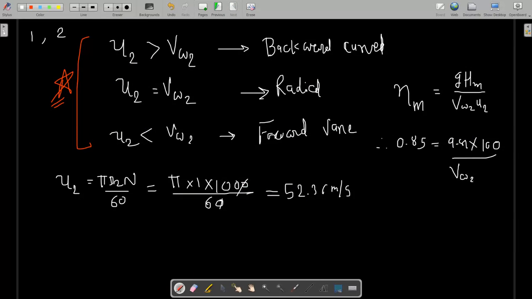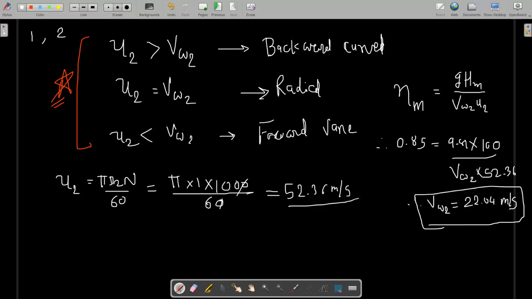Vw2 we have to find, and u2 we just found, 52.36. So Vw2, when you solve this in the calculator, taking Vw2 on the left side and 0.85 in the denominator, you will get 22.04 meter per second. Now just compare these two values. You can easily say that u2 is greater than Vw2, so the impeller type is a backward vane.